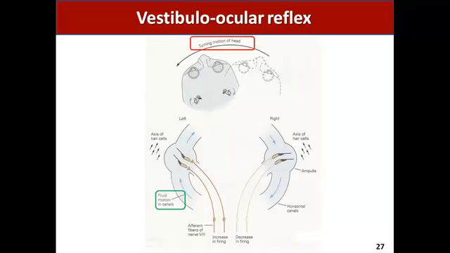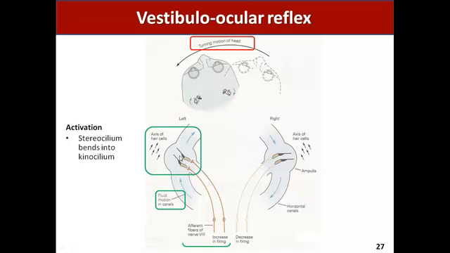In this particular example, the head is turning to the left, and as it turns to the left, we see that the stereocilia are rotating in the direction of the kinocilia, and as they're pushed in that direction, we see activation of the hair cells. Those hair cells will then discharge action potentials, eventually through the vestibular nerve, and that will increase the rate of firing.